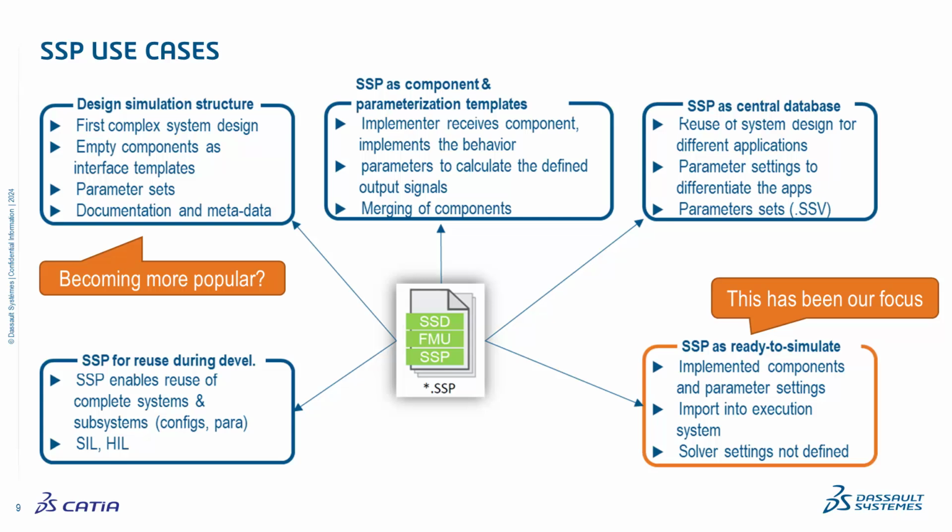There are a couple of other uses as well. Becoming more and more popular is to use SSP as a lightweight format for designing system simulation architecture. So you can start by describing a system or a component design, its interfaces, parameters, connectors, and add documentation. And then other uses are to use them as templates for parameters or some sort of database for parameter sets.